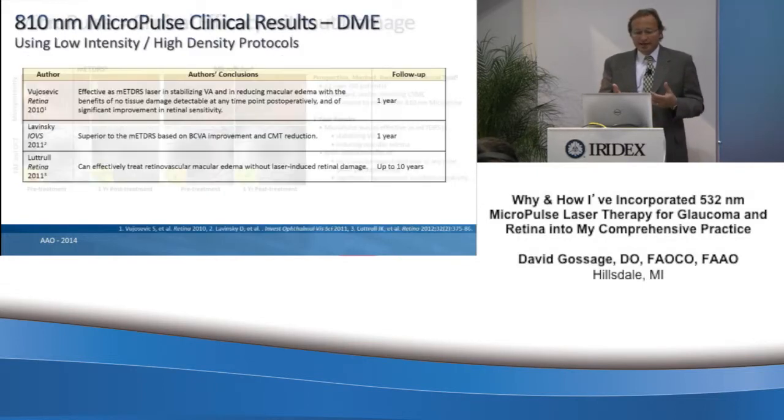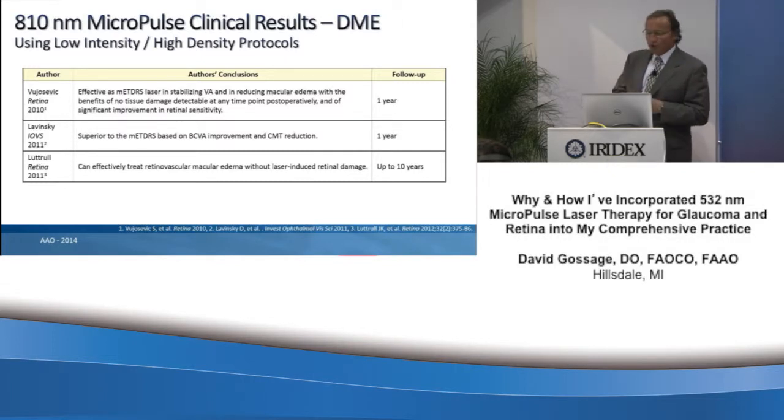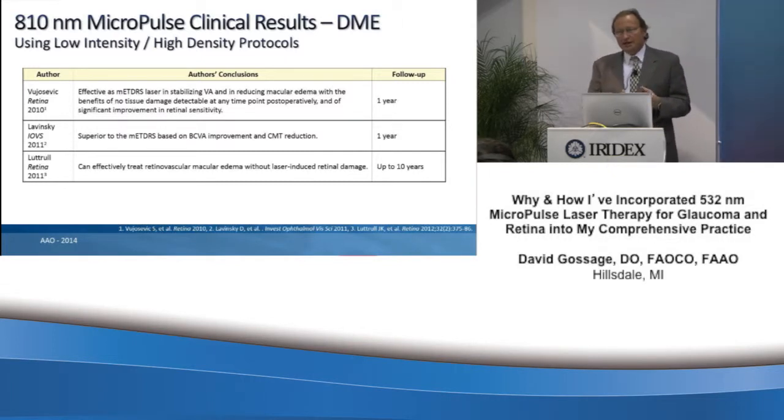This study was looking at three different wavelengths, using the 810 diode laser. So there are three parameters: we have the 810, the 532, and the 577. What they're doing is looking at using high density, low intensity MicroPulse over the area of the retina. Basically, in one study it showed that the modified ETDRS was very good at stabilizing vision and the macular edema, but also the MicroPulse was as effective as doing that.